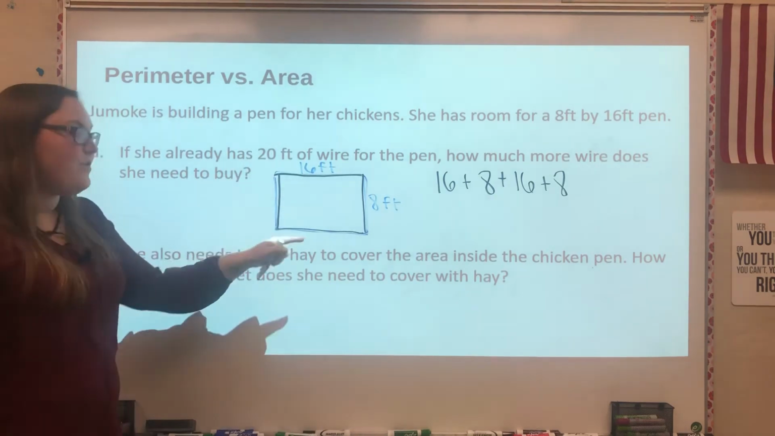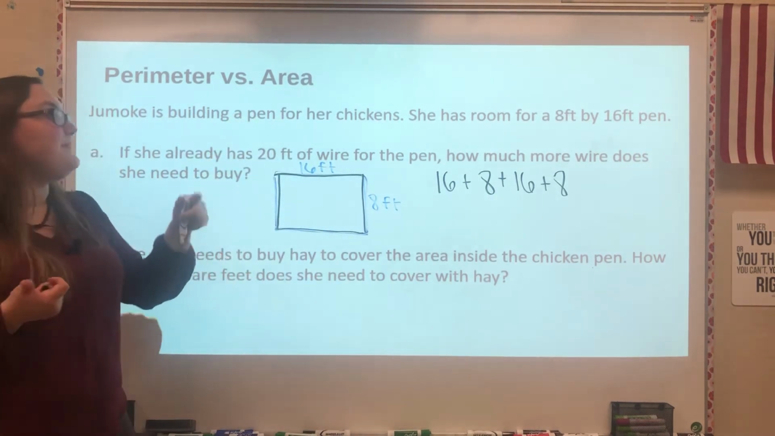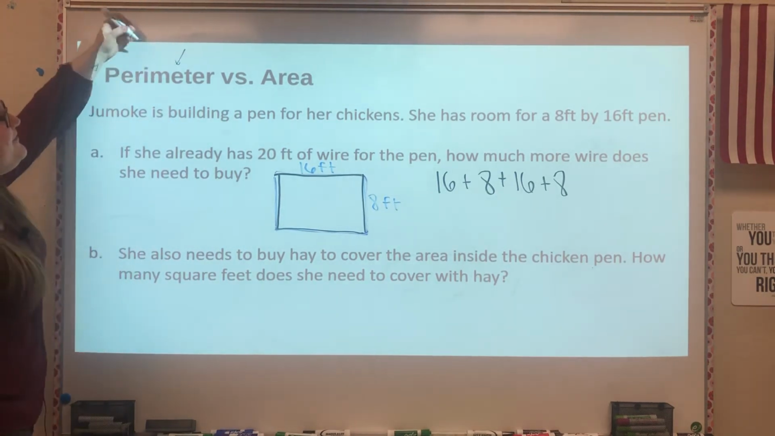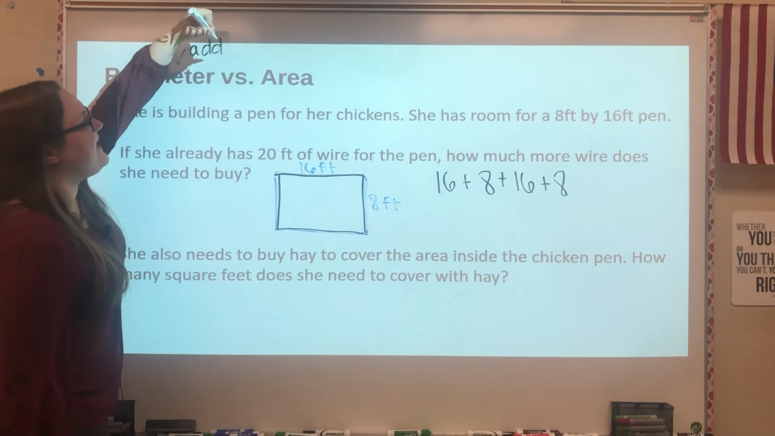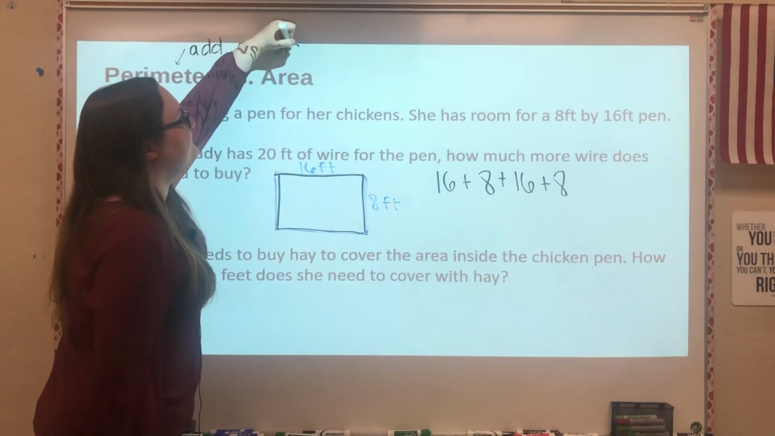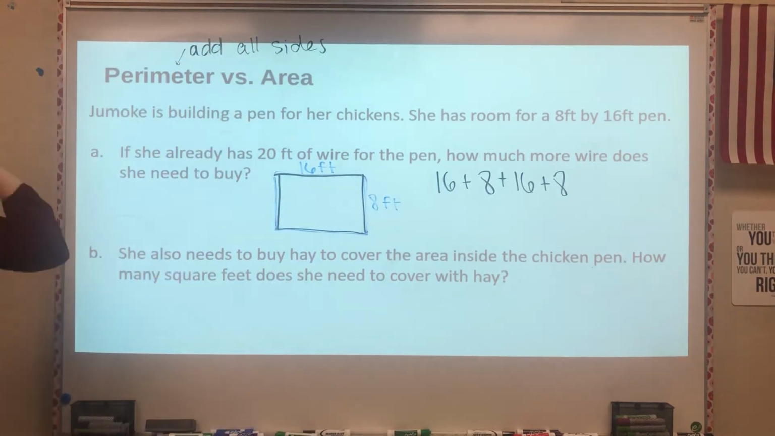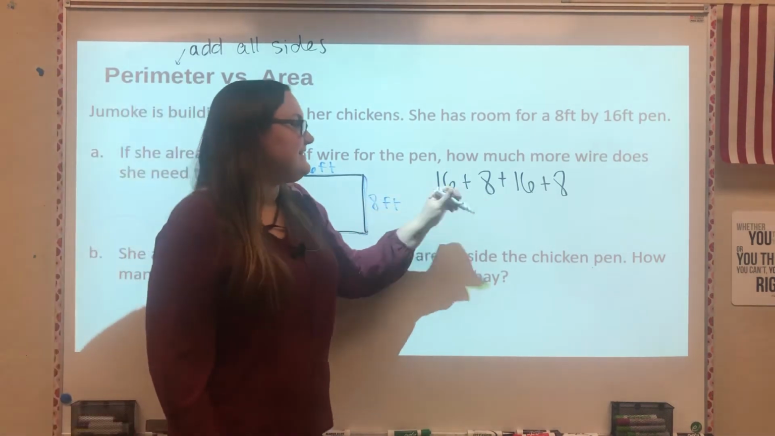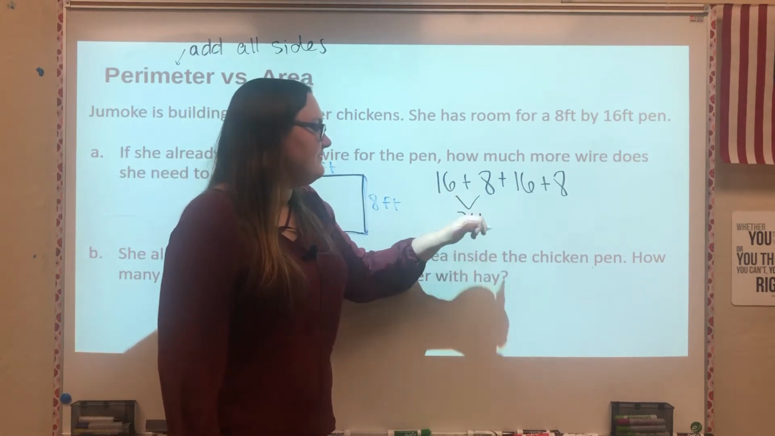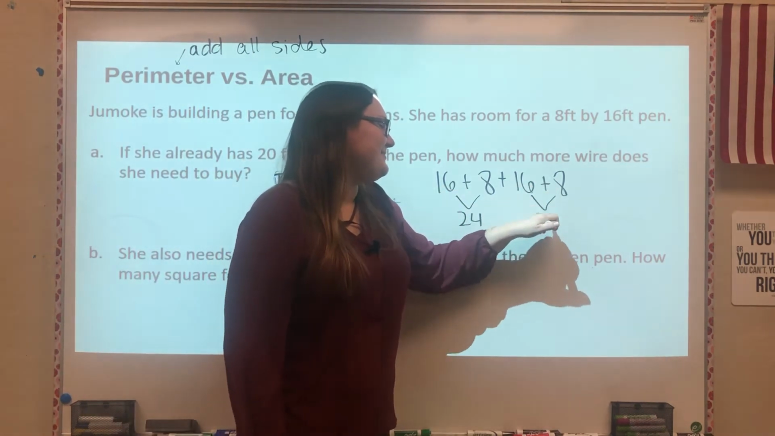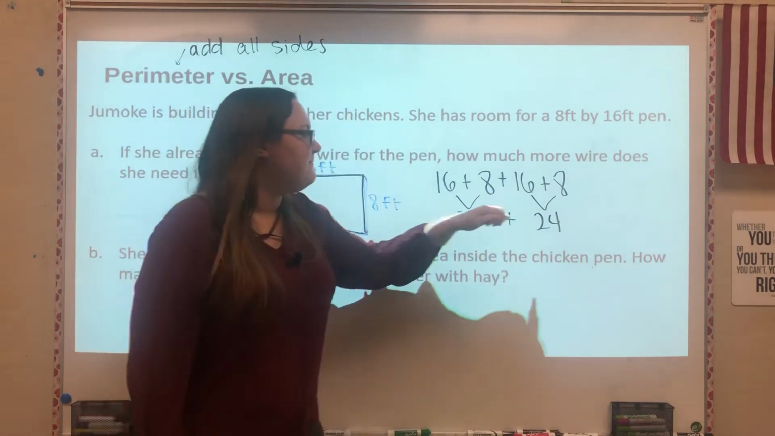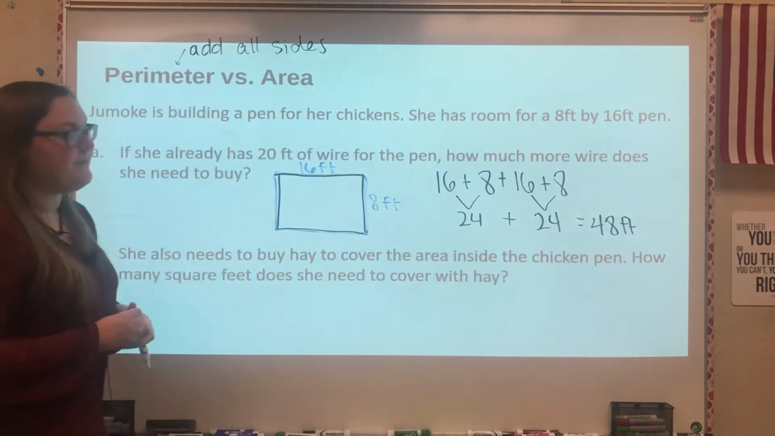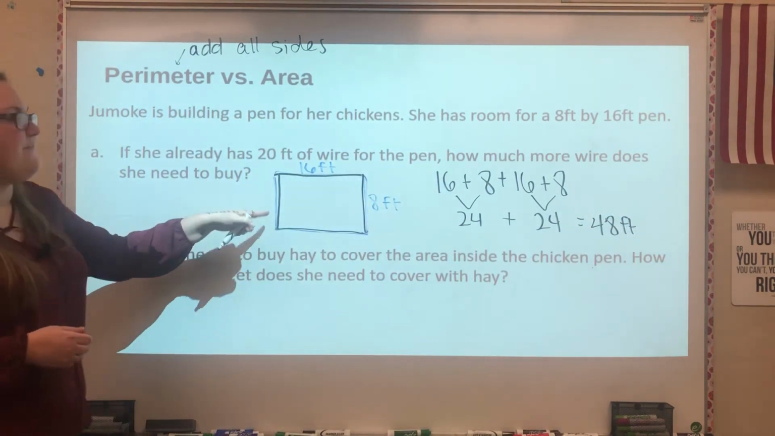If you're ever talking about going around something, that means you are finding perimeter. And to find perimeter, you need to add. So I'm just going to put a little note here. In order to find this, we are going to add all sides. That is how you find the perimeter. Once we do that, 16 plus 8 is 24. 16 plus 8 is 24. And if we add those up, that gives me 48, and we're using feet to measure. So I've got, she needs 48 feet to go around.